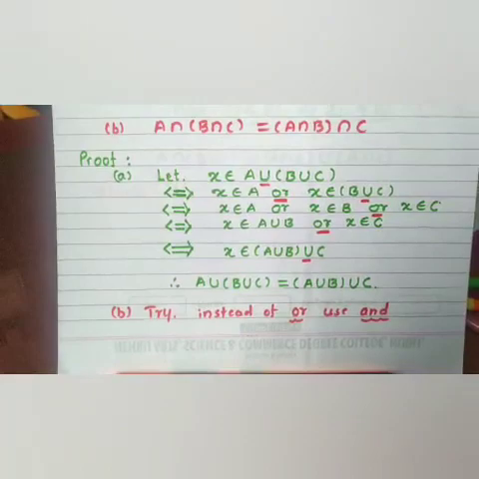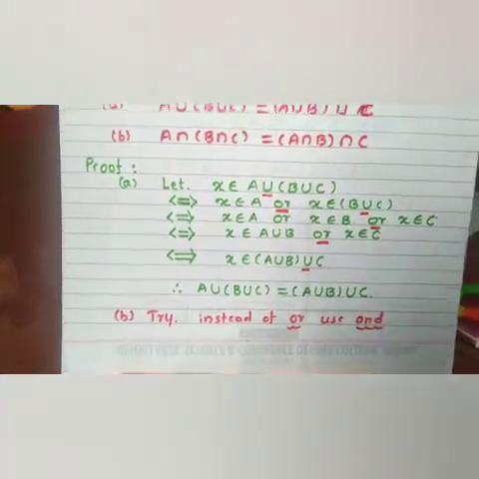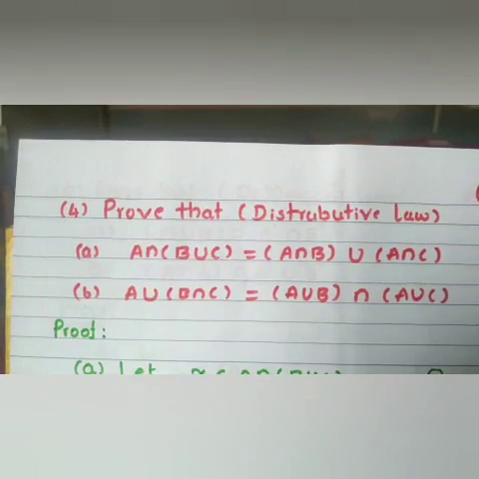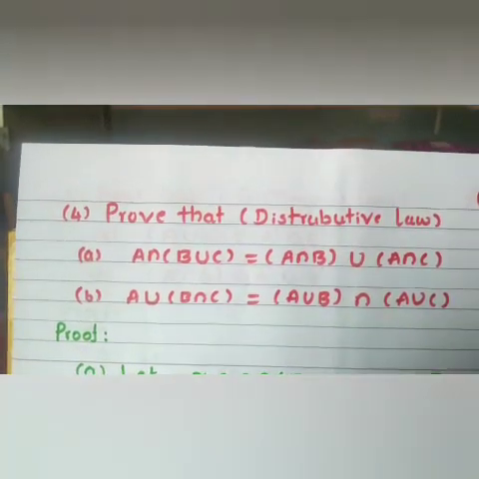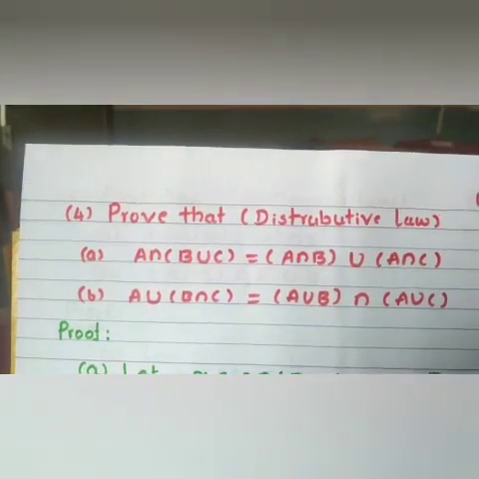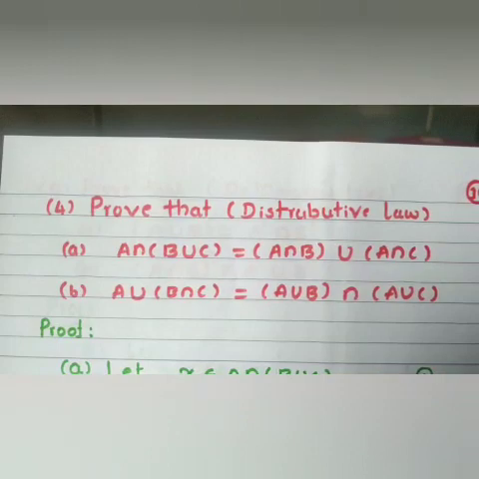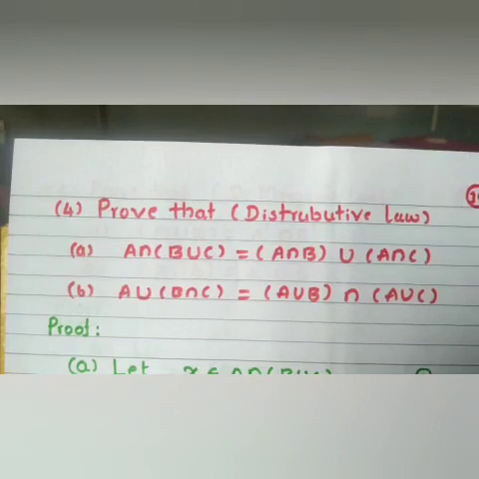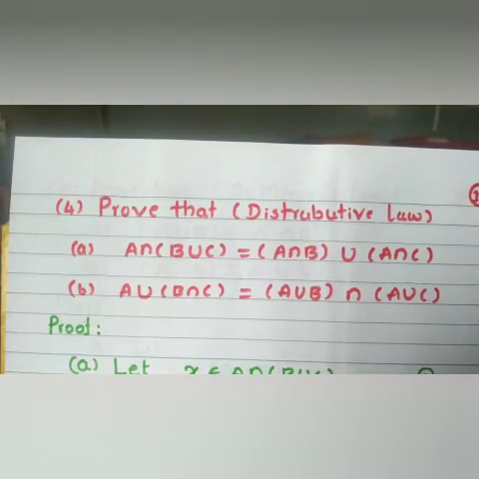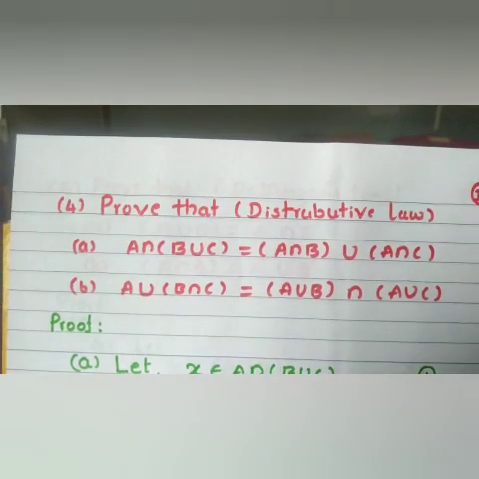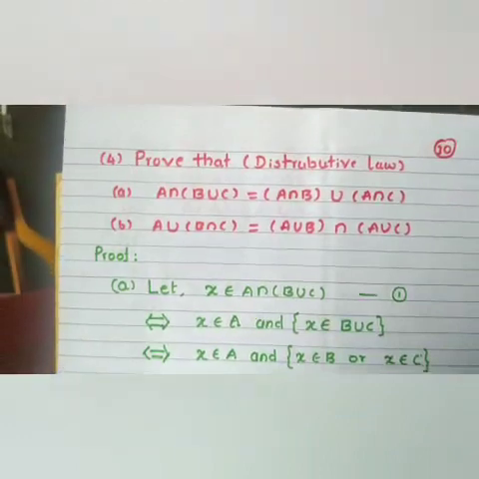Instead of union OR, use the intersection as AND. Next, to go for the distributive law. The distributive means just distribute the A to the bracket with intersection and union, and distribute union and intersection in the second. Distributive law: A intersection of B union C is equal to A intersection B union A intersection C. Second one, instead of intersection and union, it is union and intersection: A union of B intersection C is A union B intersection A union C.